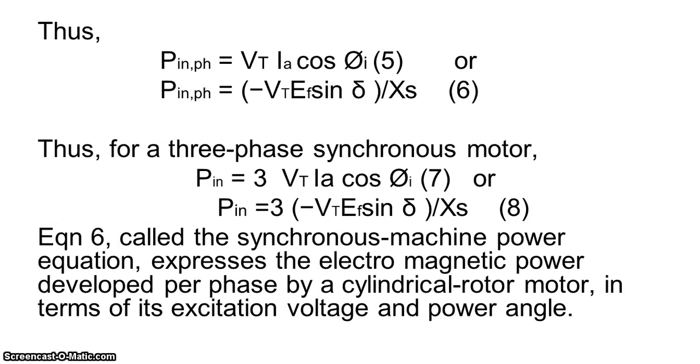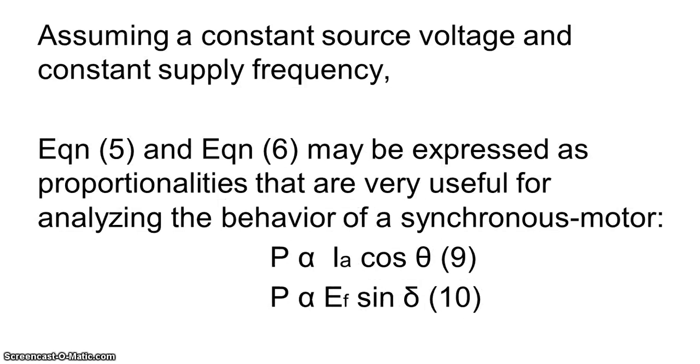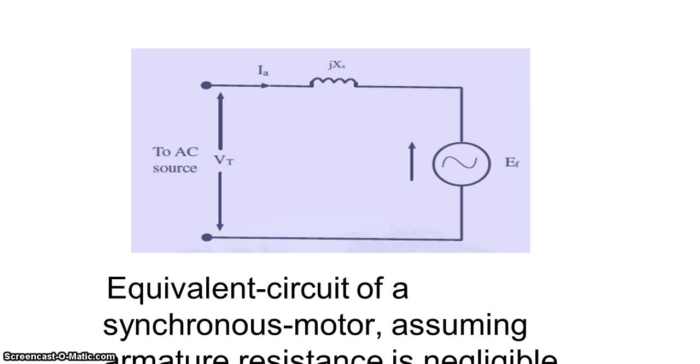From equation 5 we get power input per phase is equal to Vt Ia cos phi, and thus power is directly proportional to Ia cos phi, and from equation 6 we get power is directly proportional to Ef sin delta. This is the equivalent circuit of a synchronous motor, and as you see the resistance is assumed to be negligible and hence does not feature in the diagram.